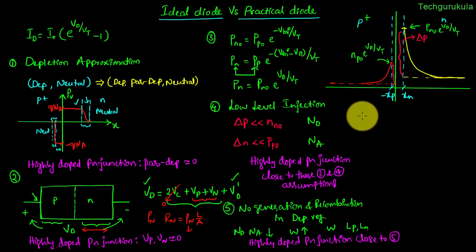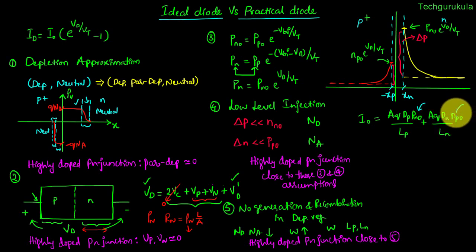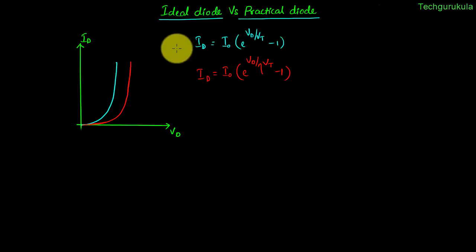And another point to note that reverse saturation current I naught is given by this expression, where Pn naught is the minority carrier concentration on N side and Np naught is the minority carrier concentration on P side. And if doping on both sides is high, then minority carrier concentrations would be small. Then I naught would be really small. Having high doping reduces even the reverse saturation current.